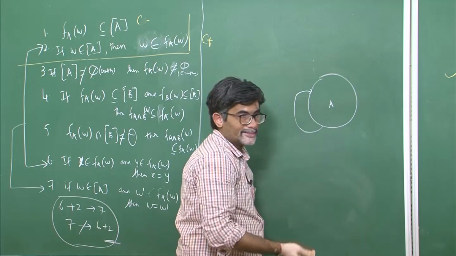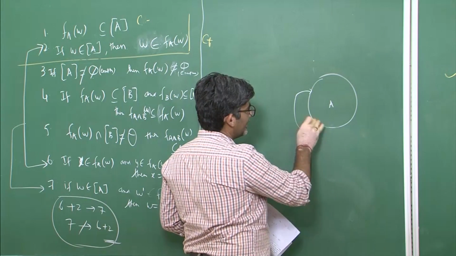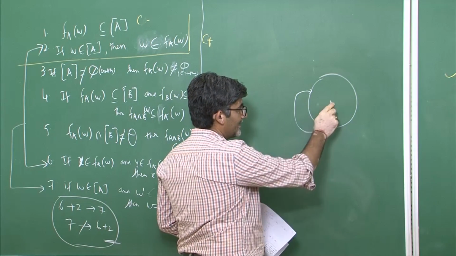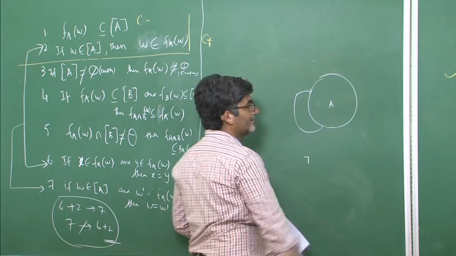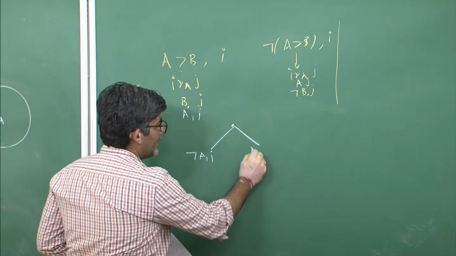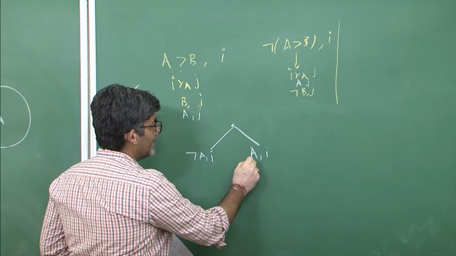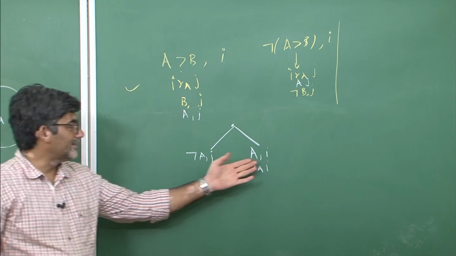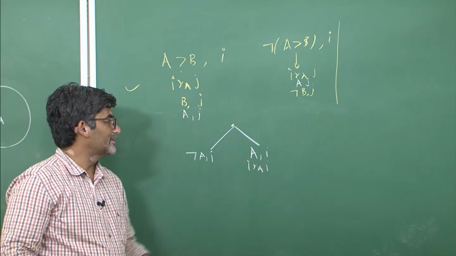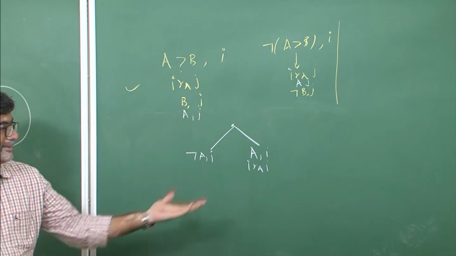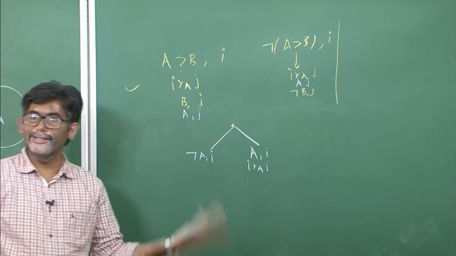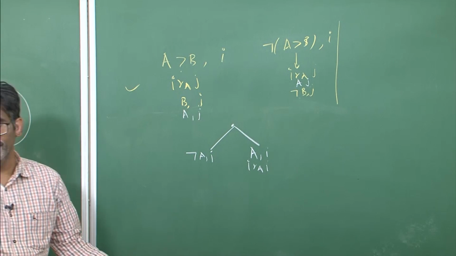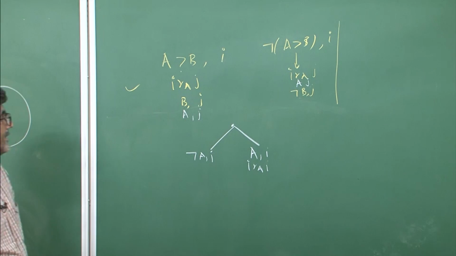There are only two cases: either A is false so that you will not take this world into consideration, or if it is true then you have to take this world into consideration. That is, if A is true in the world I, then it has to be I R_A I, where of course A is true. If you are evaluating A implies B, B will also be true there. Wherever the antecedent is true, the consequent also has to be true there.